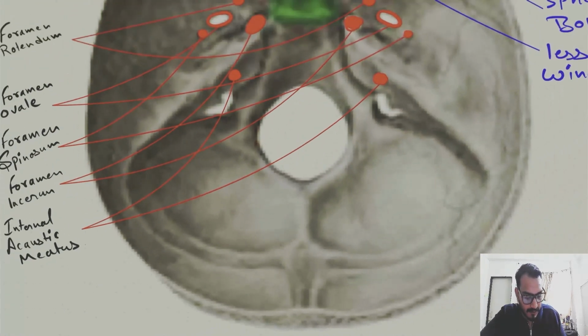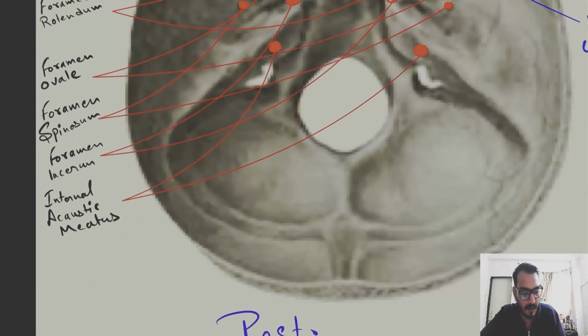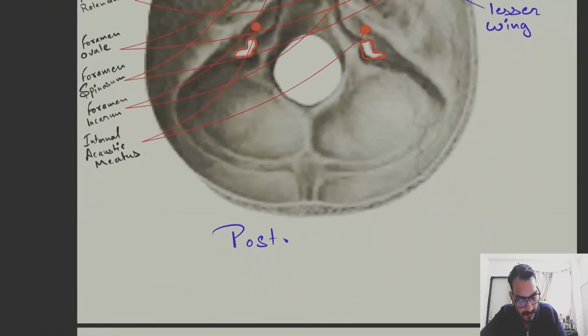After this, guys, we have one more foramen, one more hole. Can you see this hole, guys? This hole is known as jugular foramen.